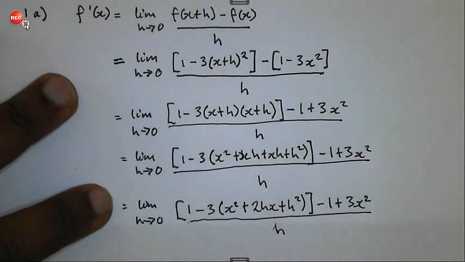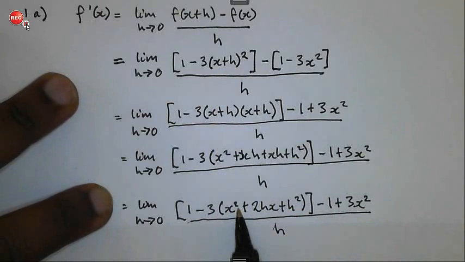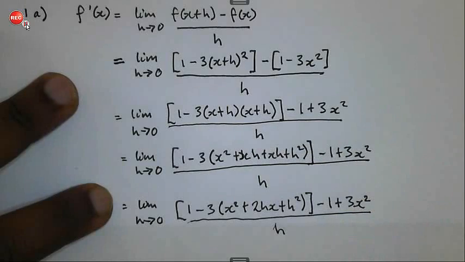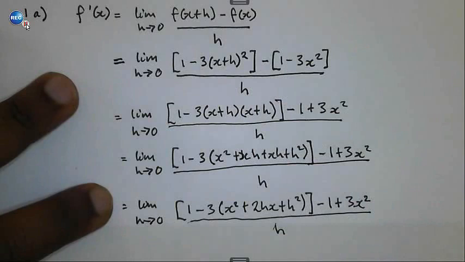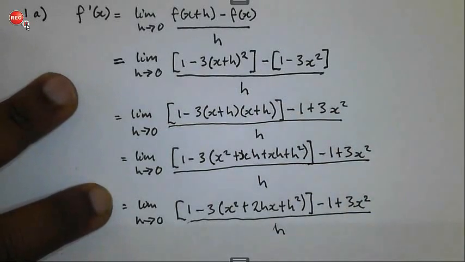One thing you can always remember is that x plus h squared gives you x squared plus 2xh plus h squared. So once you remember that this is equal to that, you can skip the two steps. They will not give you marks for these two steps. Okay, let's go on to the next.